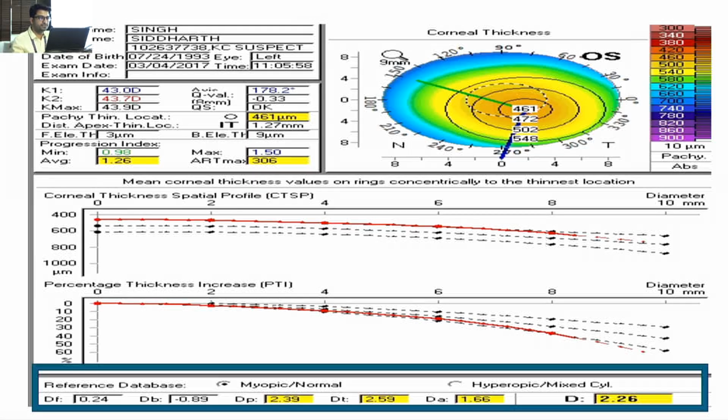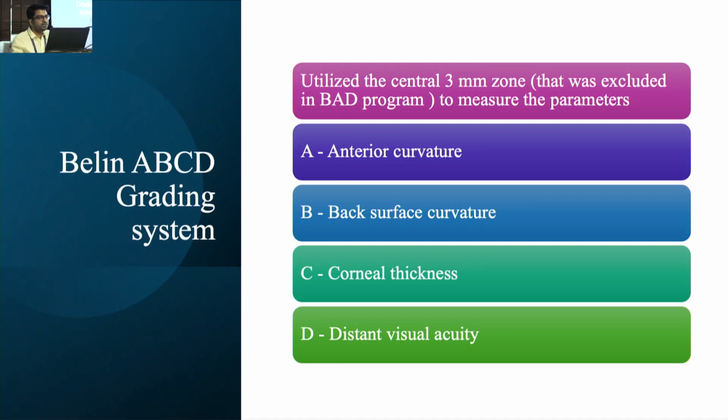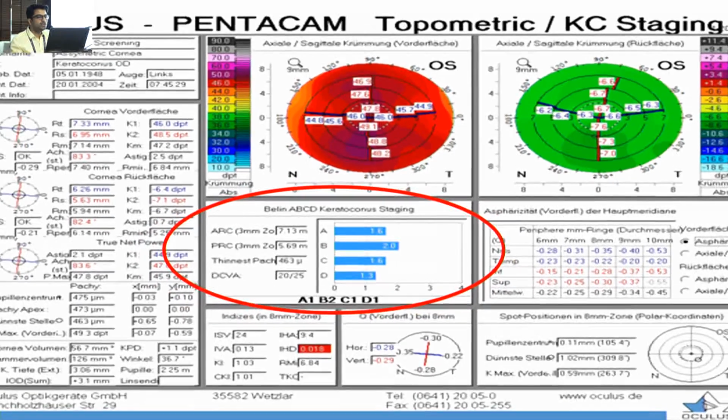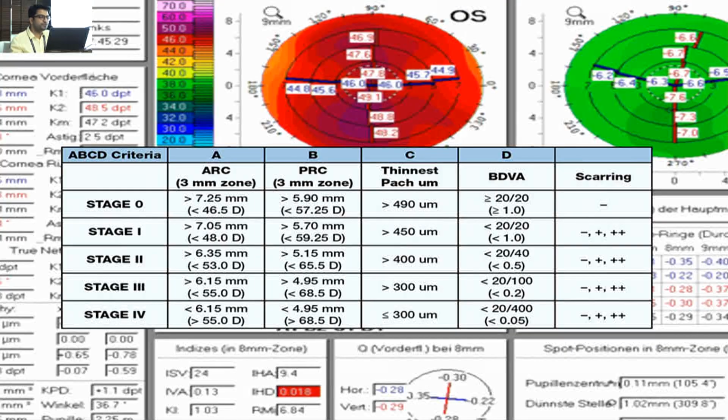Next, Belin described the ABCD grading system, where the anterior corneal curvature, back surface, corneal thickness, as well as the corrected distance visual acuity were taken into account. Here also you can stage from 0 to stage 5 based on these parameters.